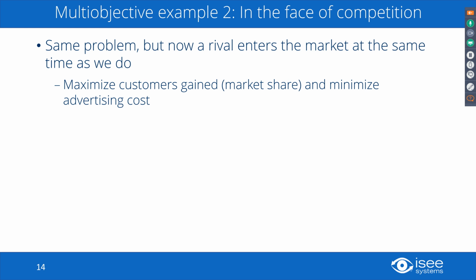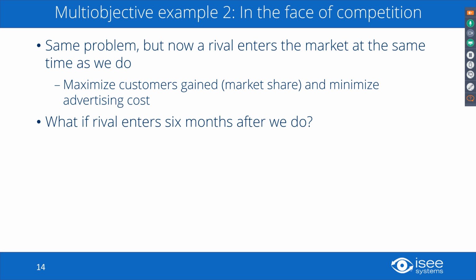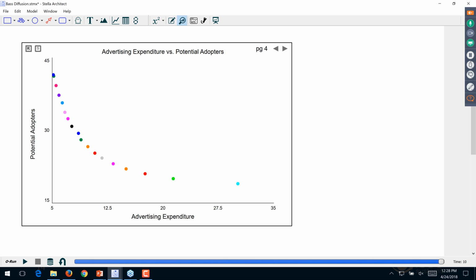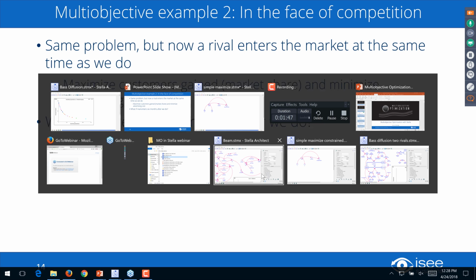Okay, in another example, let's say we actually don't exist in a world where there's no competition, and we have another competitor that comes in. We're going to first look at the case of another competitor entering at the same time as we do, and we want to maximize how many customers we gain, our market share, and minimize our advertising costs. So we're going to maximize one and minimize the other. And we'll then look at a case where the rival enters later. Does that change things?